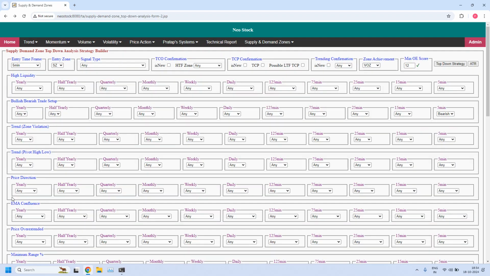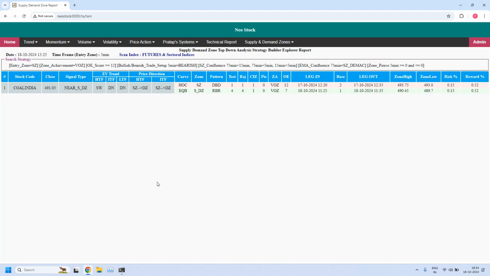So let's verify. There is even more high probability if anything is filtered. So in the 75 minutes zone, 75 minutes supply zone with daily EMA confluence, because the 5-minute zone and 15-minute zone together are part of the 75-minute zone. That's why the 75-minute zone is having daily EMA confluence. One stock is filtered, but unfortunately this is sideways. Sideways EMA confluence does not give any additional advantage.